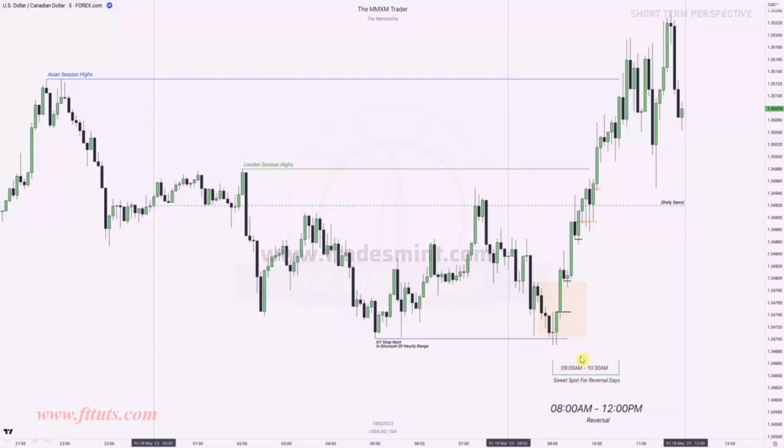We're inside the sweet spot. We displace up higher, so we're leaving behind a fair value gap. That's entry number one, right? Then another displacement, another fair value gap, and in the process we're creating an order block here too.